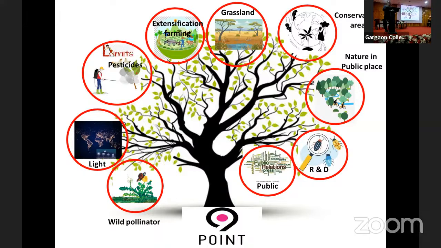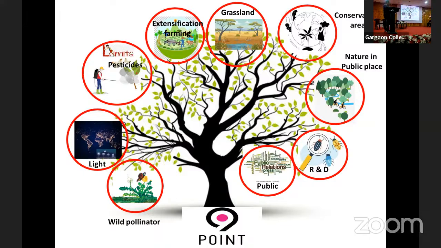And they also suggested another thing, the 10 is to 10 rule. The 10 is to 10 rule means when you mow the grass, at least 10% of the area should be unmown. And the grass should be mown no shorter than 10 centimeters so that insects can survive there. And there should not be any forest fire also. Like that, conservation areas should be increased. Necessary in public places, research is very important. Public awareness is very important.